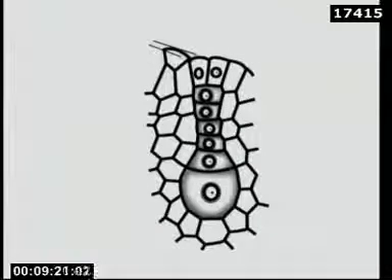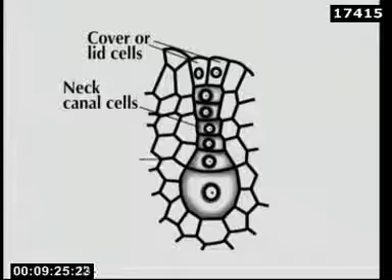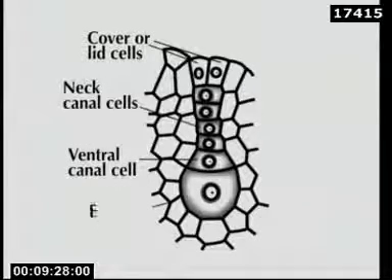A mature archegonium has 2 to 4 cover cells, a jacket enclosing 4 to 6 neck canal cells, a ventral canal cell and an egg.